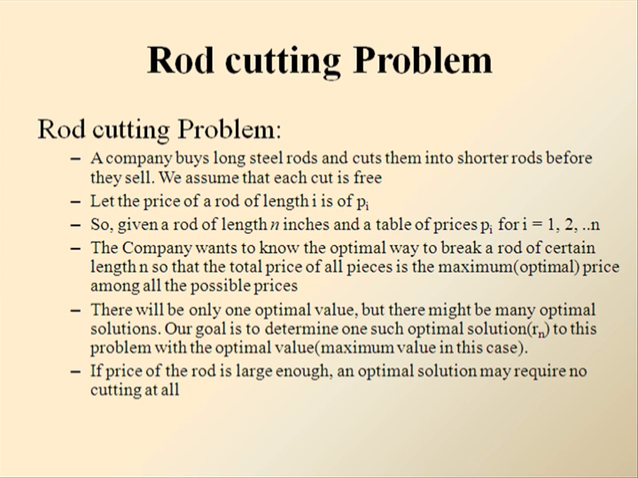Let the price of a rod of length i be p of i. So, given a rod of length n inches and a table of prices p_i for i equal to 1 to n, the company wants to know the optimal way to break a rod of length n so that the total price of all the pieces is optimal among all the possible prices. There will be only one optimal value, but there might be many optimum solutions. I mean, optimum solutions can be more than one.